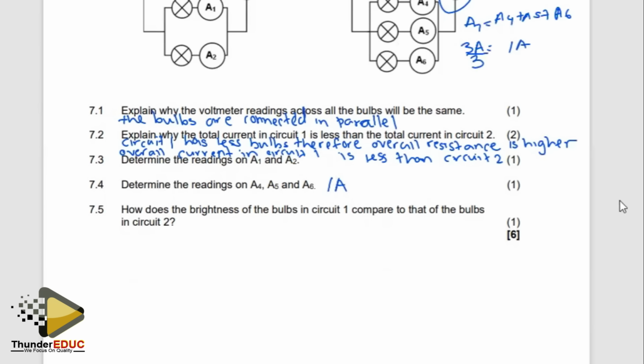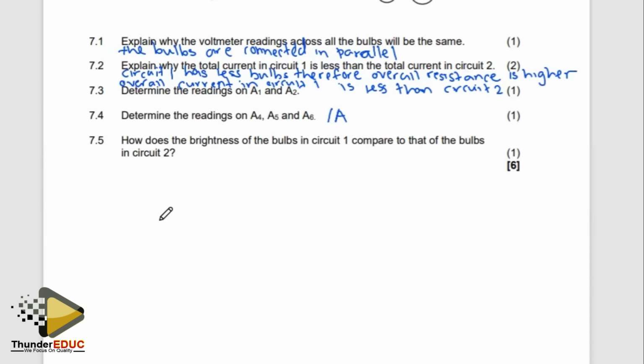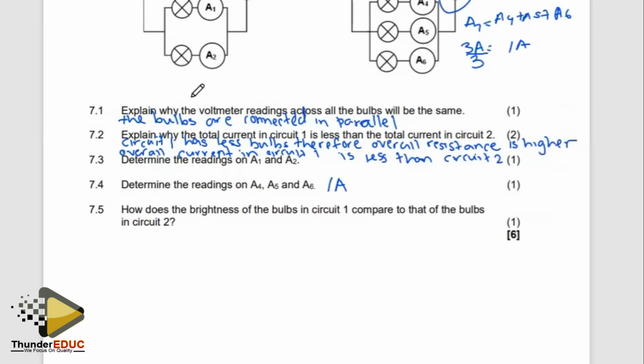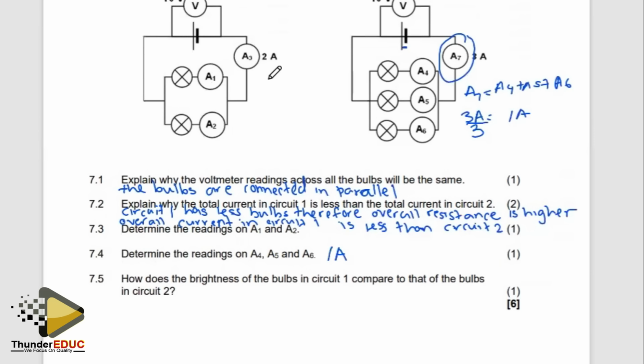7.5. How does the brightness of the bulb in circuit 1 compare to that of the bulbs in circuit two? Oh, we forgot 7.3. 7.3 is still the same. Determine the readings on A1 and A2. Here on A3 we have 2 amps, so A3 is equal to A1 plus A2. We divide by 2, which means it's equal to 1. We also have the same answer here because this is a parallel circuit. Our answer is also 1 amp for 7.3.